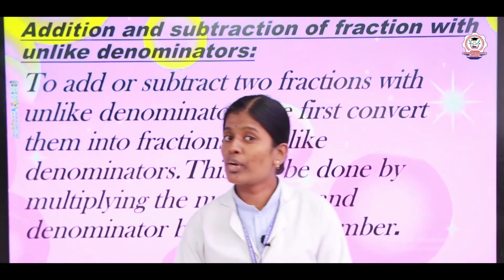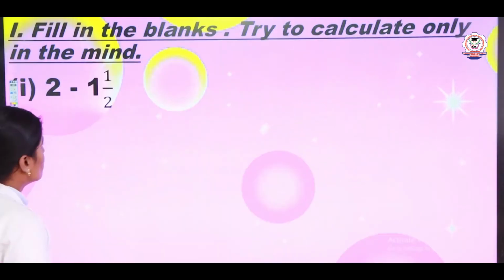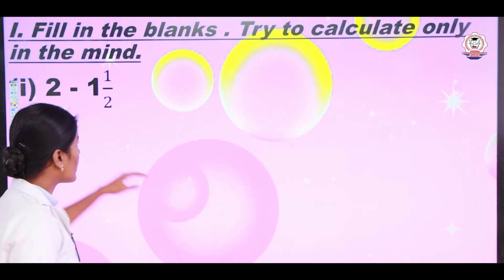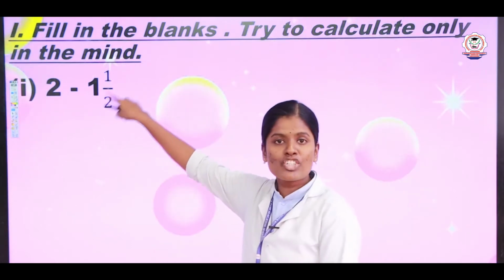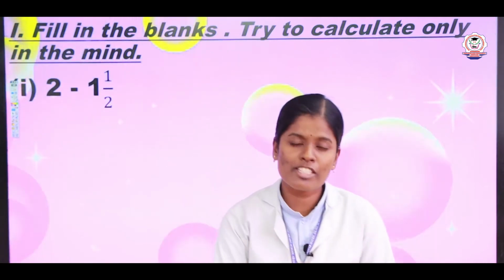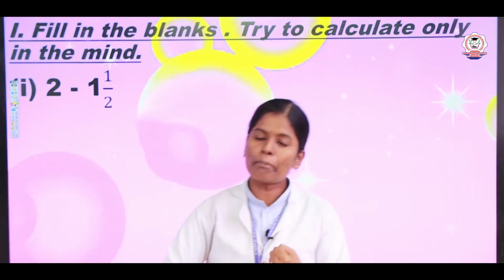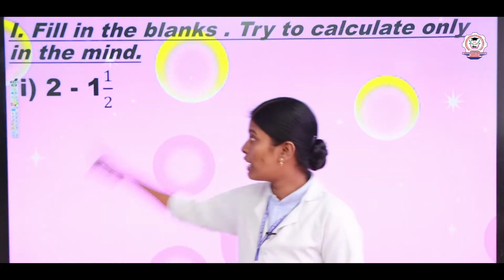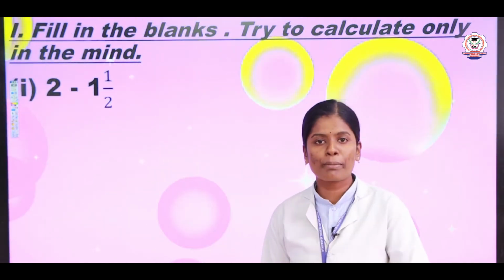Now listen my children, now we are going to see the exercise 4F related problems. The first topic is fill in the blanks. Fill in the blanks, try to calculate only in the mind. So first we have 2 minus 1 1 by 2. So now tell me, 1 1 by 2, what is the fraction name? Very good. The fraction name is mixed fraction. What does mean by mixed fraction? Mixed fraction means the combination of a whole number and a proper fraction. Here 1 is the whole number and 1 by 2 is the proper fraction.